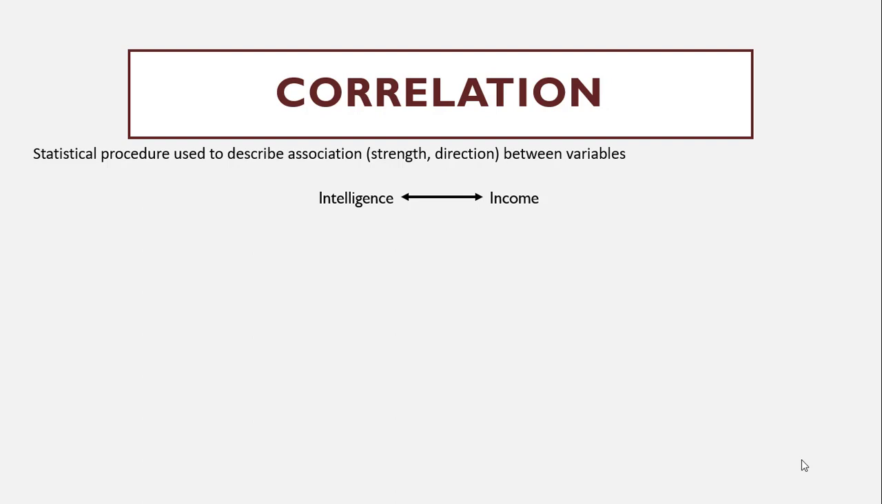As intelligence goes up, we would anticipate that income also goes up. That's a positive relationship. What we might also expect is that as intelligence goes up, unemployment goes down. And that would then be a negative relationship where the likelihood on the second variable is decreasing as the other variable increases. And we'll talk more about those in a moment.